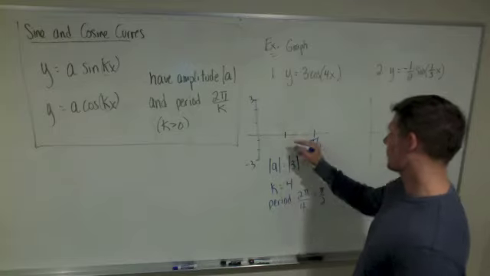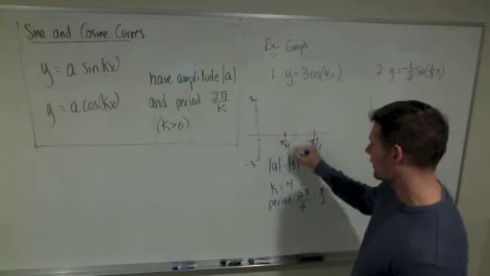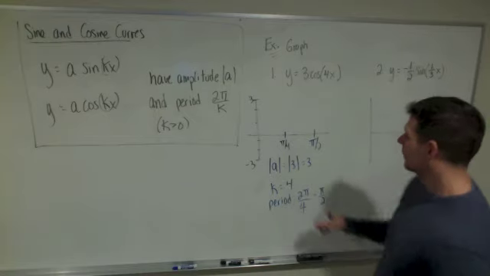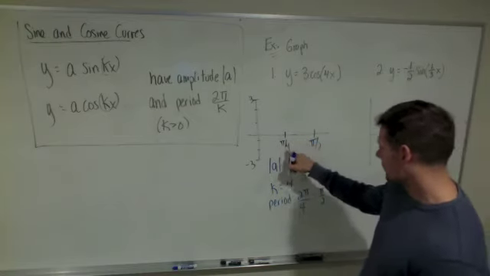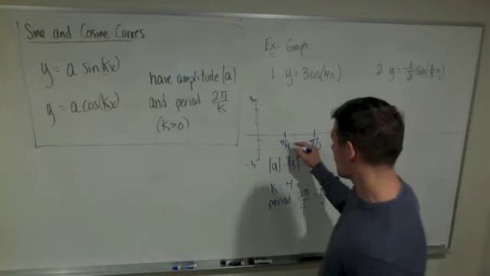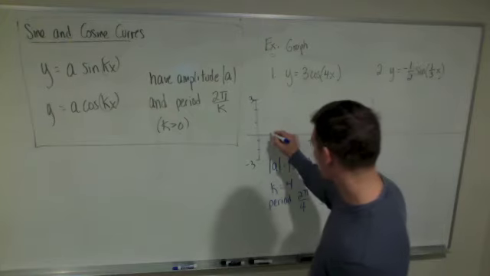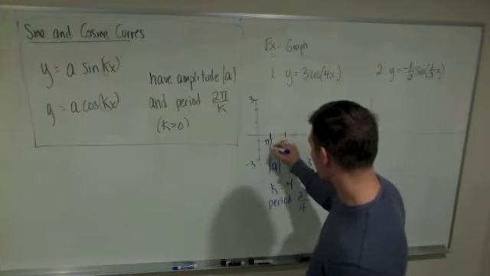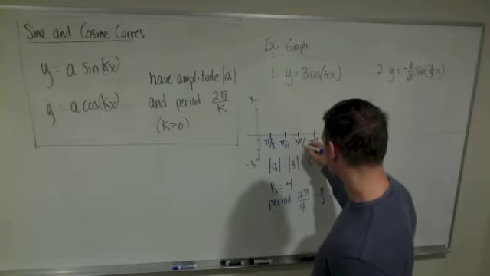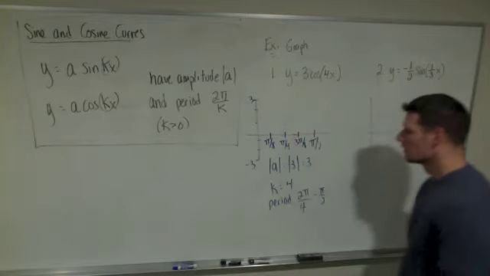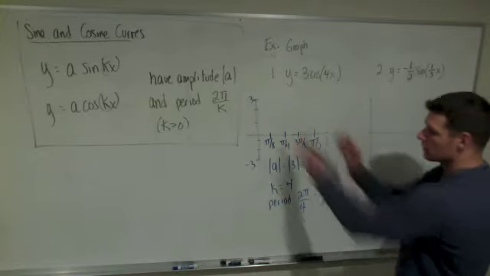Okay, now what's in the middle here? Well, in the middle of 0 and pi over 2 is pi over 4, correct? And what's in the middle of each of these? Well, if this is pi over 4, which is the same thing as 2 pi over 8, this will be pi over 8, and this will be 3 pi over 8.